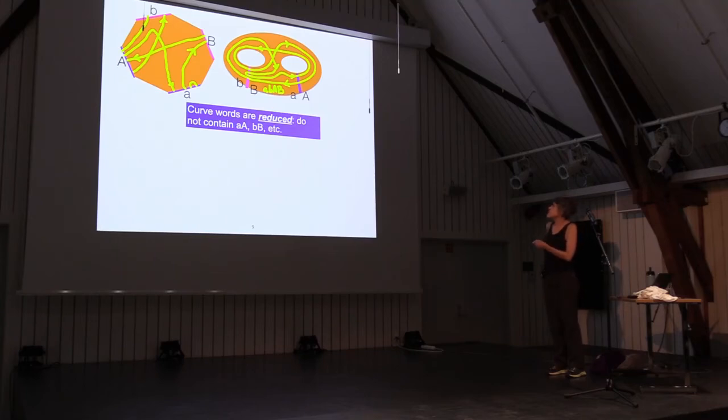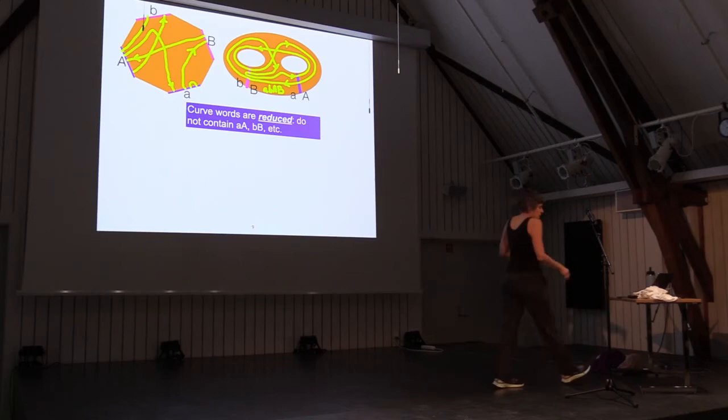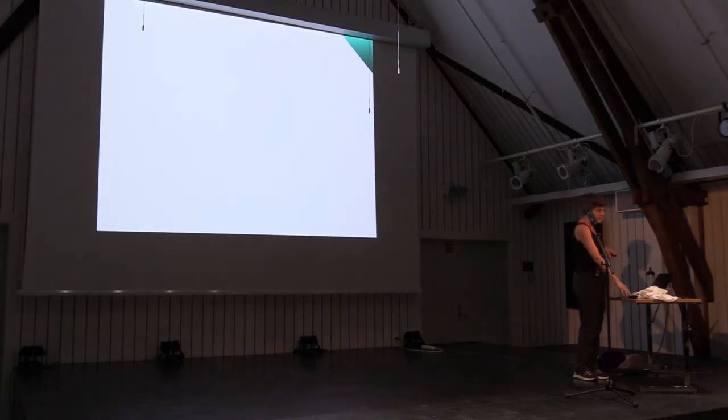For instance, this curve here, when I start here, I read capital B, go around, and then small b. That's redundant. I can always make my curve tight and eliminate such things, so I can assume that my curve words are reduced. And so this is the curve word associated to that class.